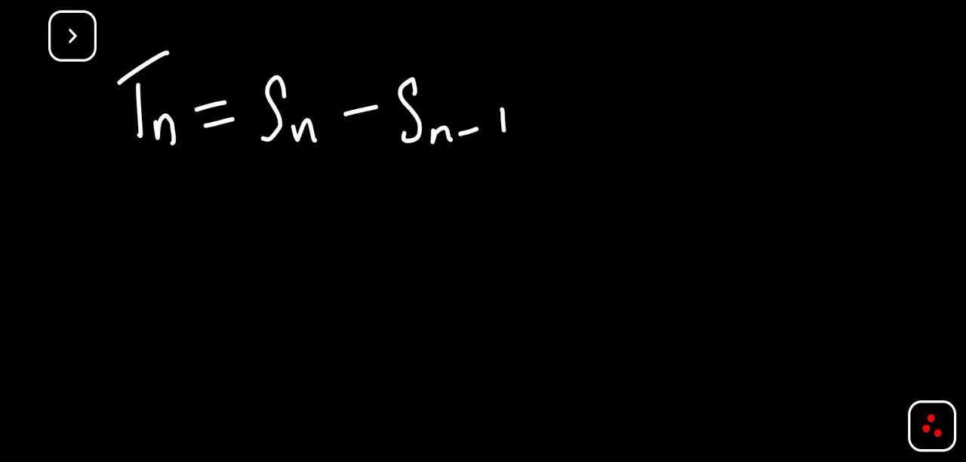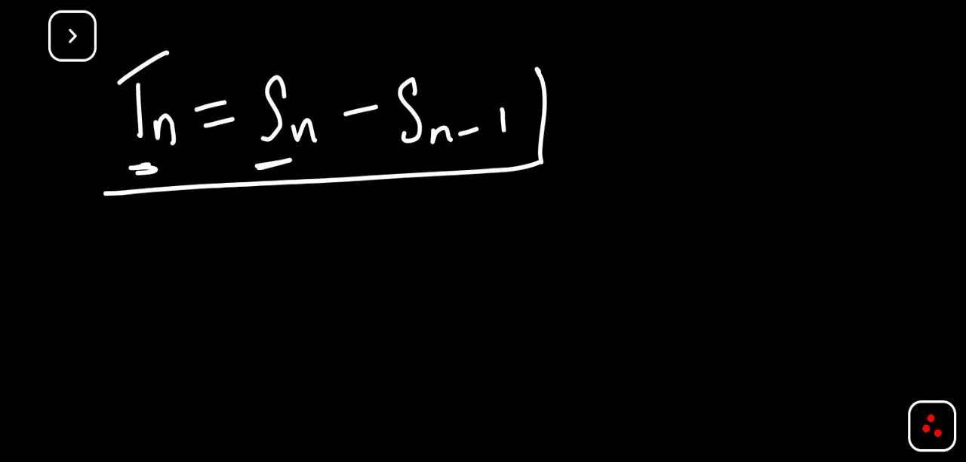So the aim of this video is to understand the formula T sub n equals S sub n minus S sub n minus 1. Now you see this formula here is the general formula for the relationship between the nth term and the sum of the nth term. So it helps you to understand how to find the nth term when you are given the sum of the nth term. But how do we understand this general formula?